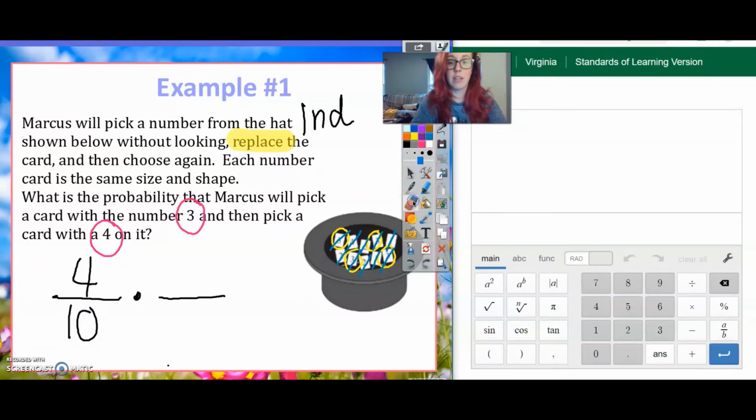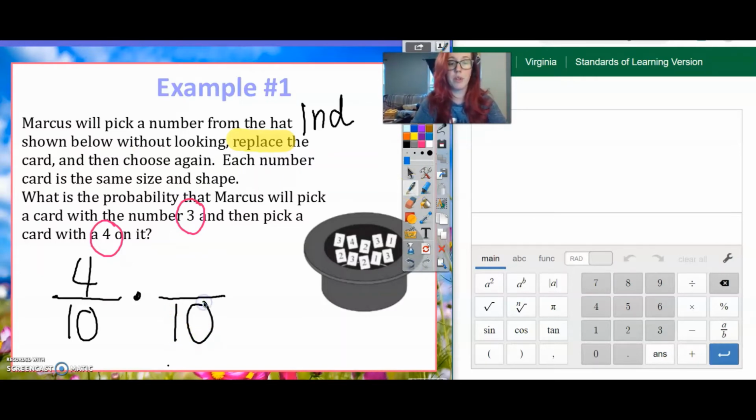All right, now let's stop and make sure that that makes sense first. We won't have to take so much time with all the examples, but let's really make sure that we understand this one. So what is the probability that Marcus will pick a card with the number 3? So do it just like you did last week. The chance of getting a 3 is 4 out of 10. Okay, then he's going to put that back. So there are still 10 cards in the hat when he goes to reach in for the second time.